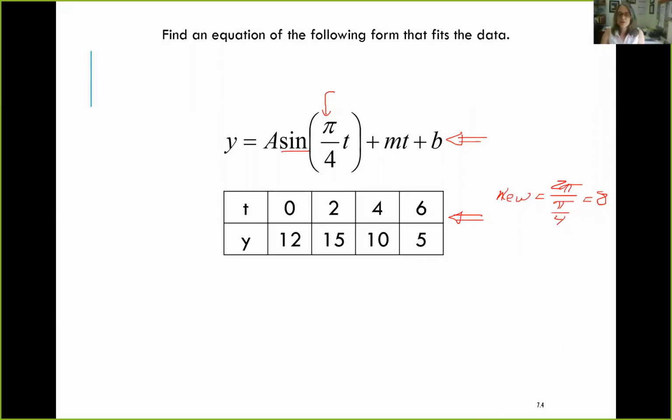We see, so sine will begin at the midline. We see that at 0, our function value is 12. So that means my midline, my b value, is 12.